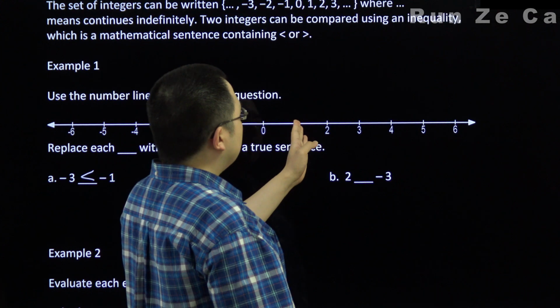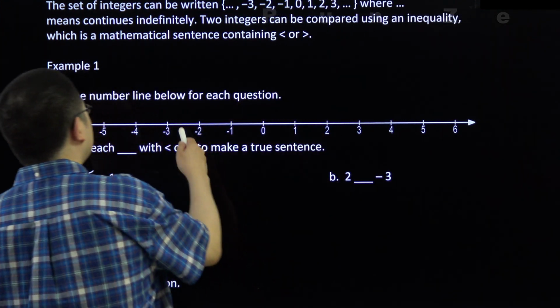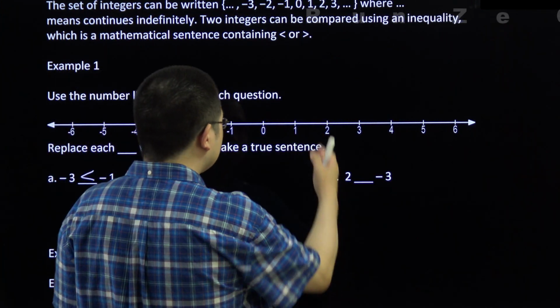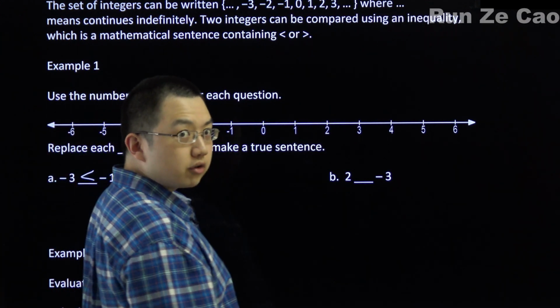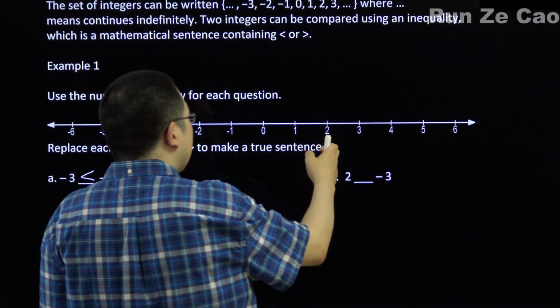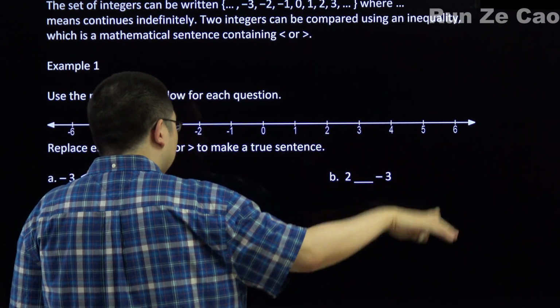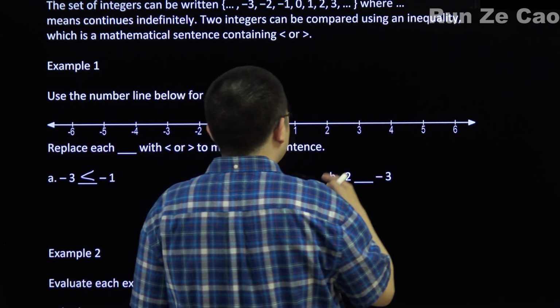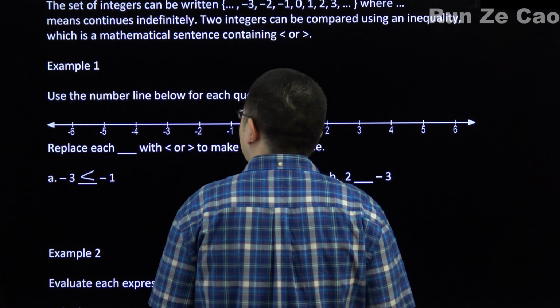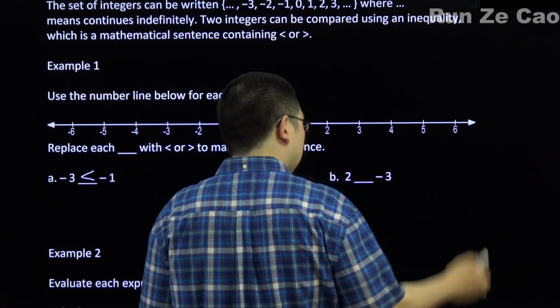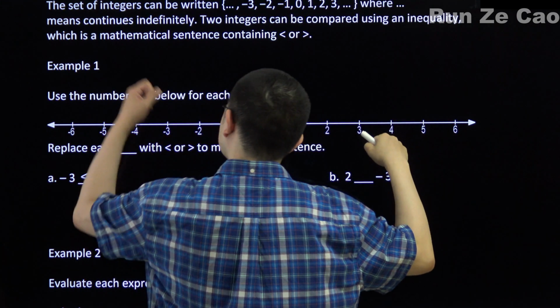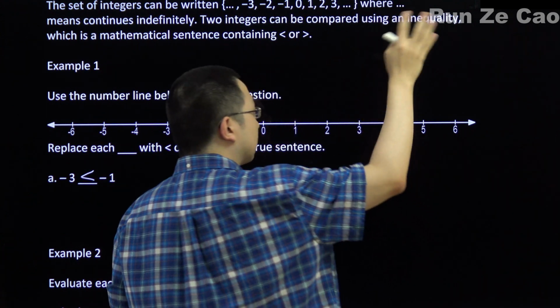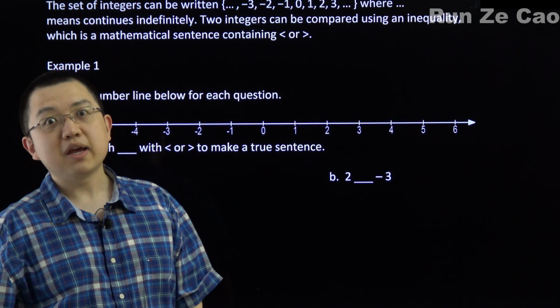2 is positive, and negative 3 is negative, so 2 is greater than negative 3. Also, 2 is more towards the right end, so more towards the positive side of the number line, and that's how you use number lines to compare numbers. Are they closer to the positive side or closer to the negative side? The ones closer to the positive side are bigger.